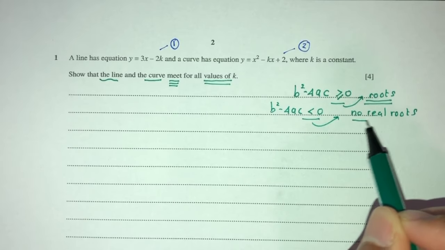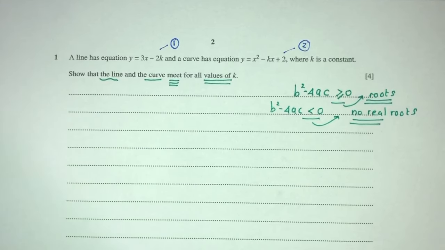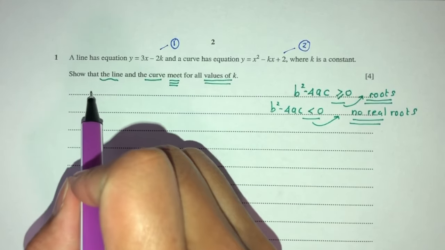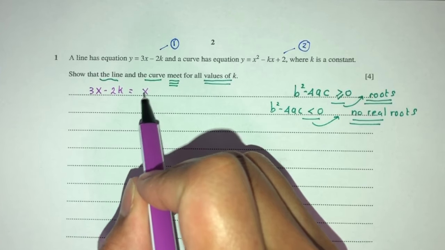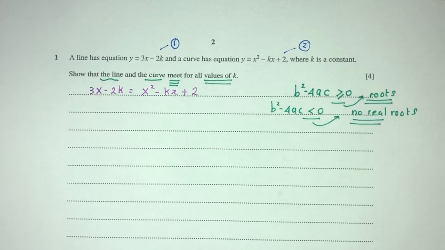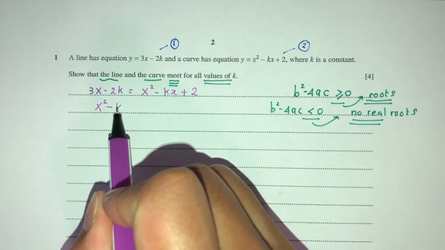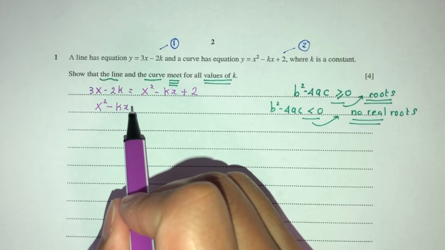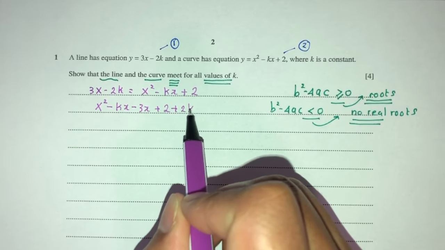So that's the basic concept behind this question. We have to use that to solve this. First things first, we have to test if they meet or not, so we have to solve them simultaneously. On one side you will have 3x minus 2k is equal to x squared minus kx plus 2. Now send everything to one side, you will have x squared minus kx minus 3x plus 2 plus 2k.